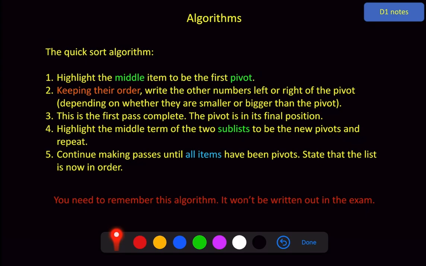You continue making passes until all the items have been pivots, and then at the end you should state that the list is in order. Again, you need to remember this algorithm. It won't be in the exam.